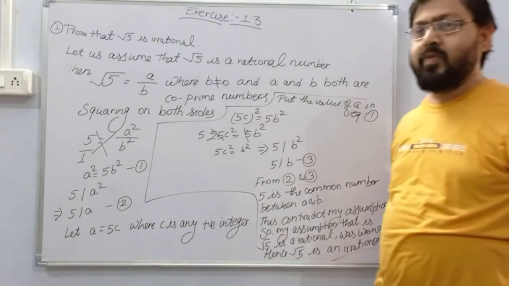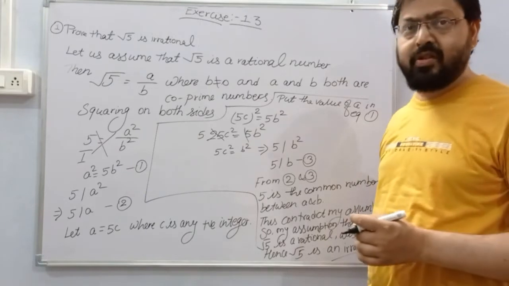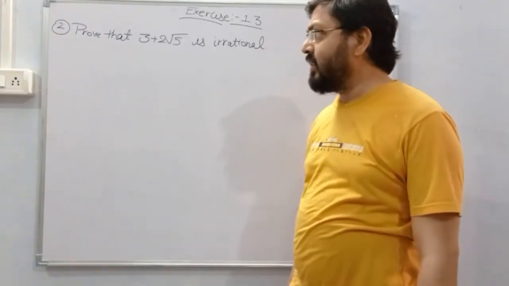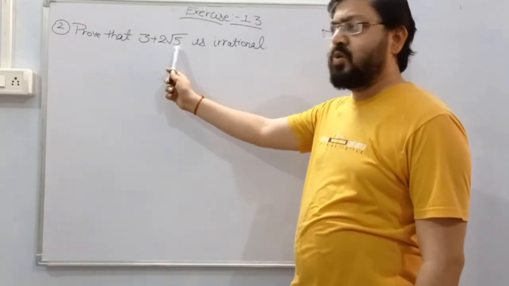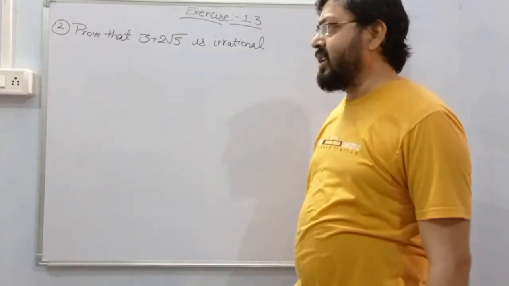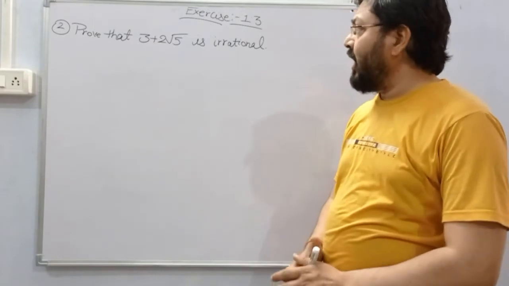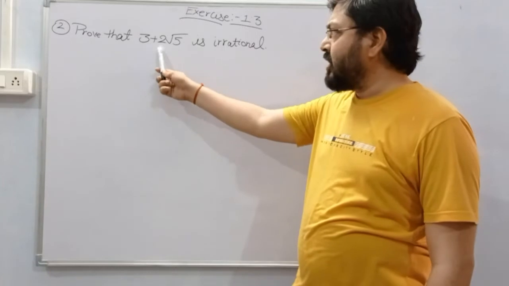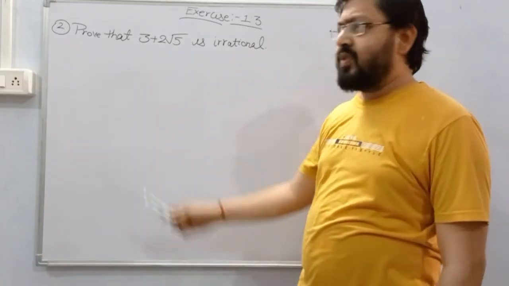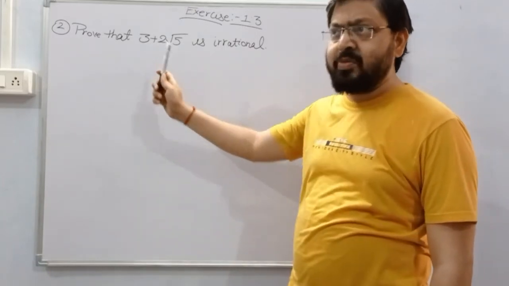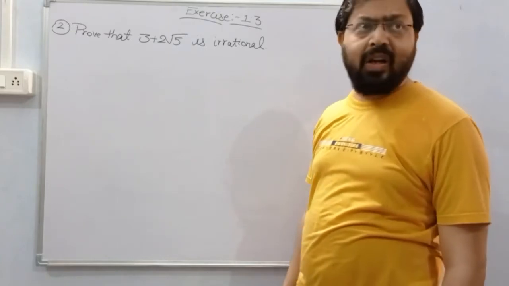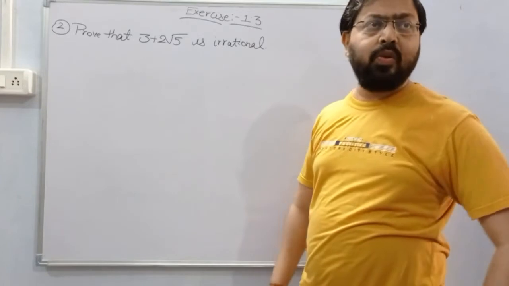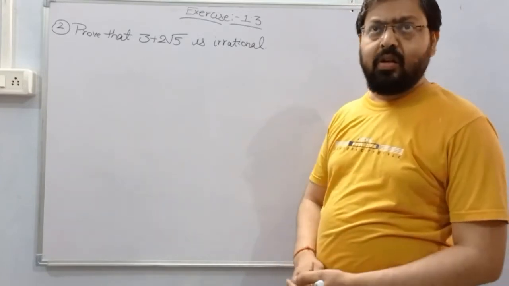Okay, I hope you understand this question. Now come to question number 2, that is prove that 3 plus 2 root 5 is irrational. Again, in this question also, I take this one as rational. If I assume this is rational, then I equate this one to a upon b.